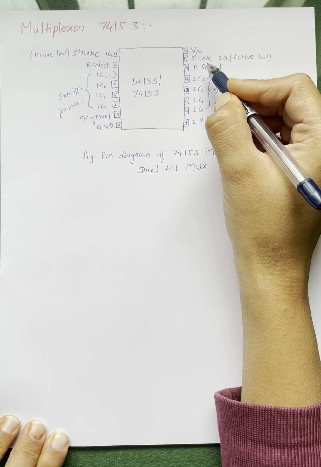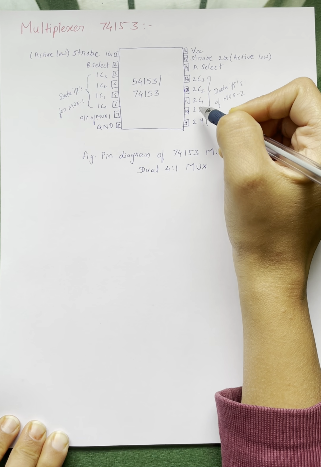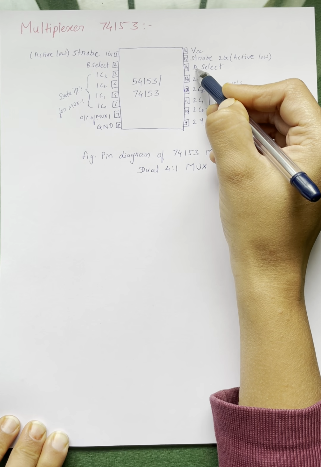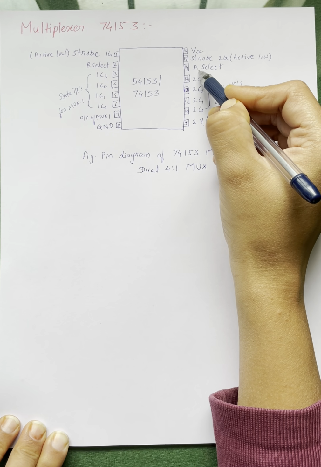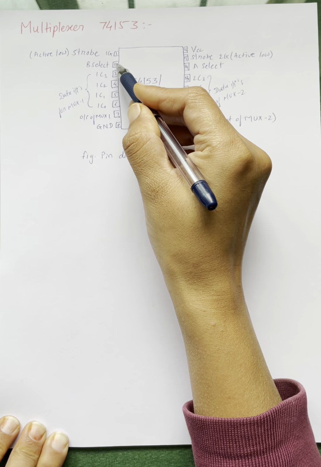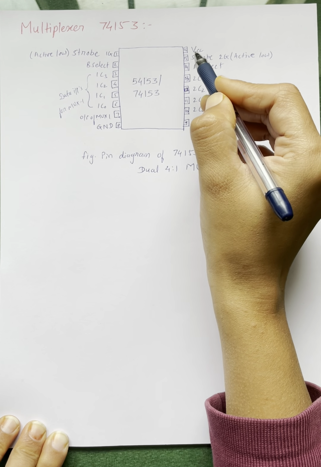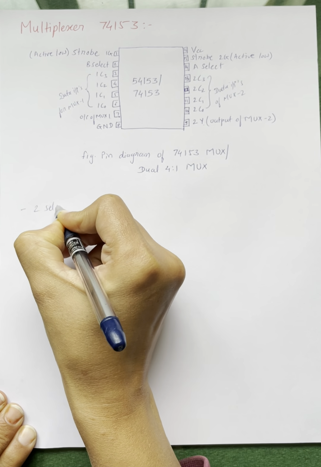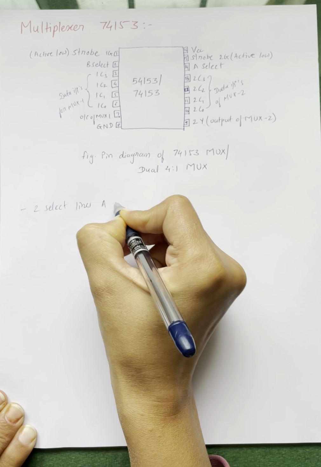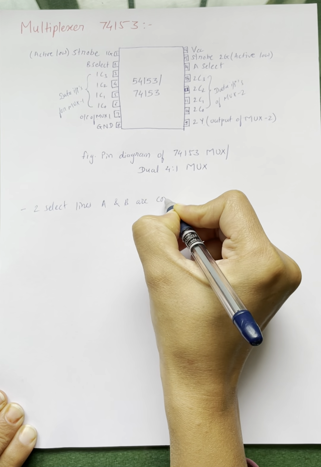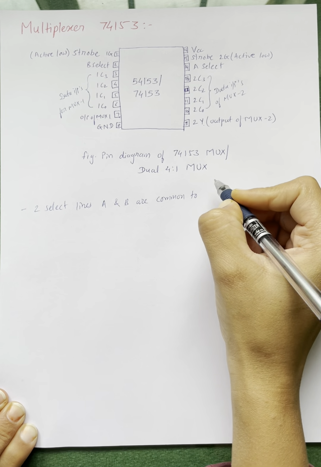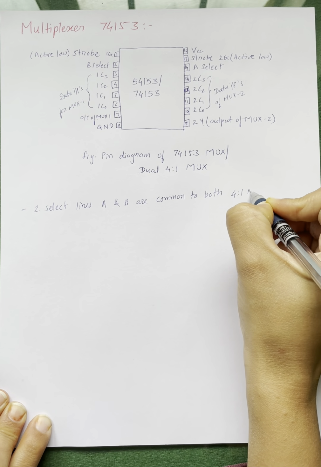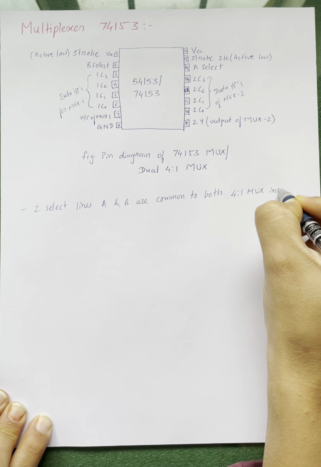Rather than that, select lines are required, as it is a 4:1 mux. That means two select lines will be there. So pin number 2 and pin number 14 are the select line pins, that means both A and B. I will write here: two select lines A and B are common to both 4:1 multiplexers inside the IC.